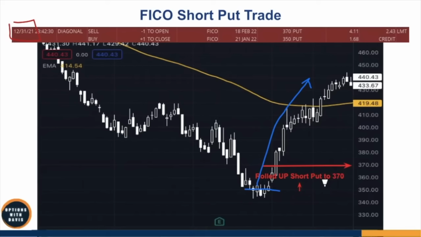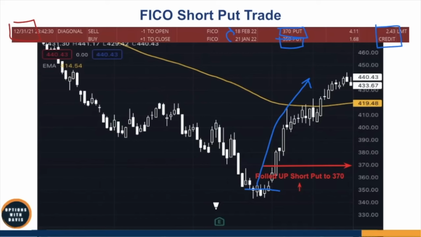So instead of just letting my option expire, I decided to roll up. I wanted to roll up to the 370 strike price, which I felt was still quite a decent distance away from my short put getting touched. So on the 31st, what I did was I bought back the 350 put and then I sold the 370 put. So this is basically me rolling out. I rolled it to a further expiration date and then I rolled it up as well. This gave me an additional $2.43 in credit, a total of $243.